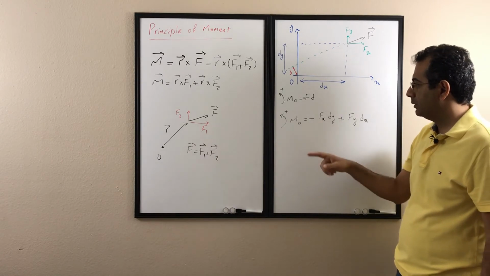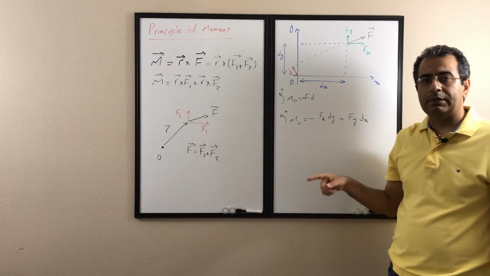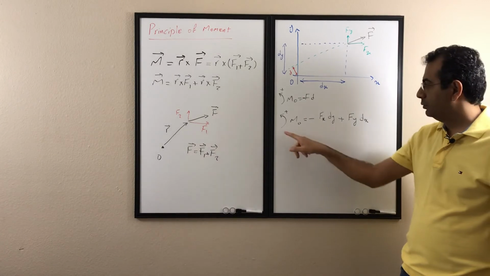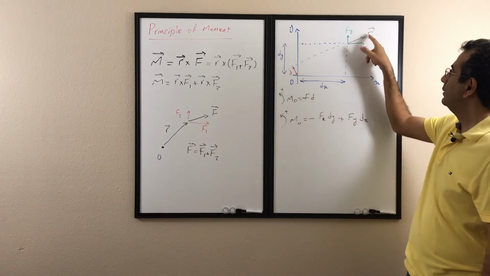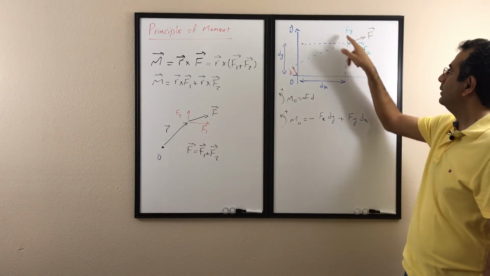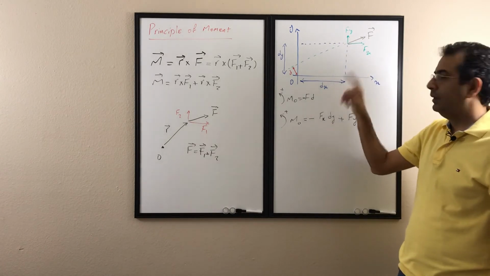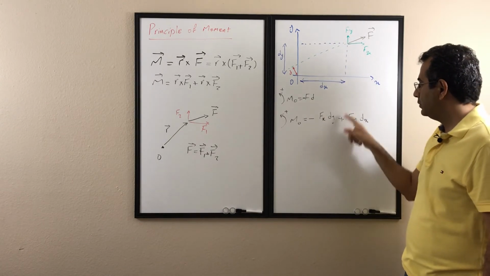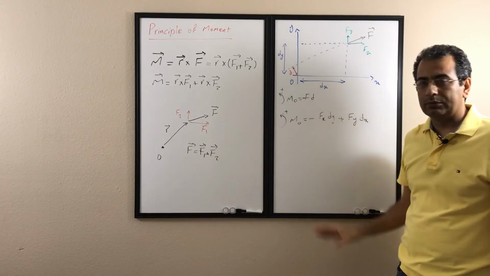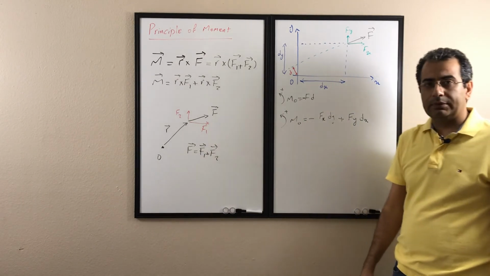Later on, when we are working with 2D problems, it's much easier to do it like that. So first, go for any force we have, find its x and y components, and then find the moment for each of those components, and then add them all together, and that's your moment.